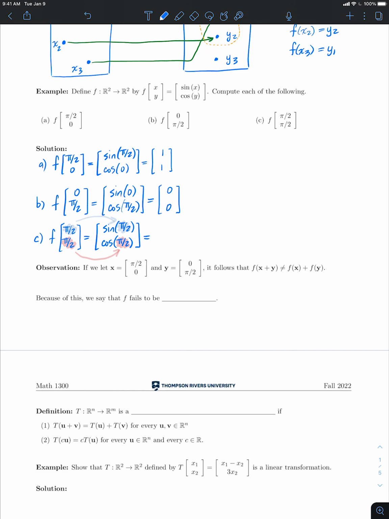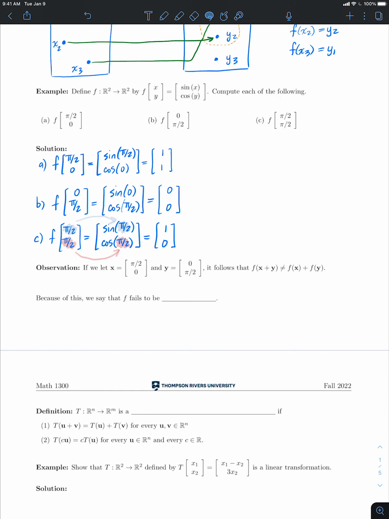So, sine of pi over 2 is equal to 1, and cosine of pi over 2 is equal to 0. Okay, so that's what we've done here in the example. We've done what was asked, right? We evaluated all 3 of these output values. So whenever you see a function and then a vector plugged into the function, this notation represents whatever the output will be when you plug this vector into this function.